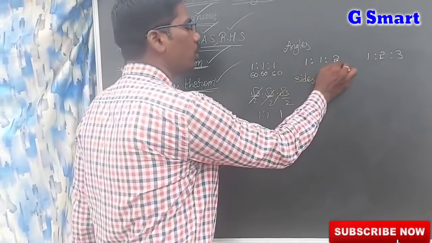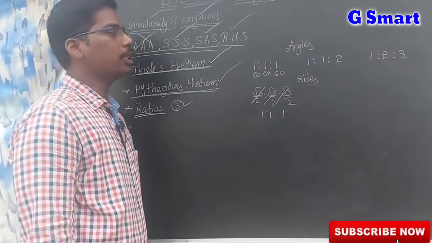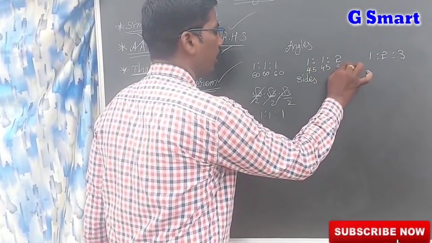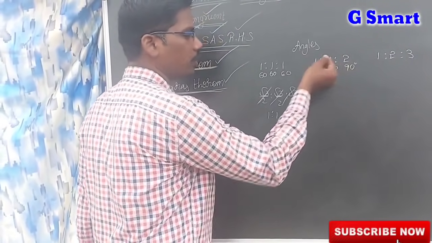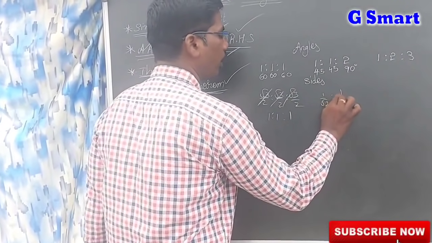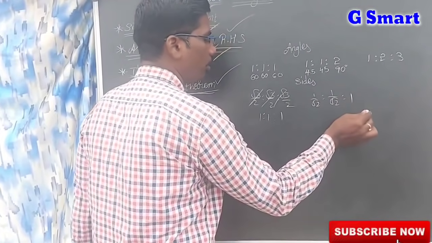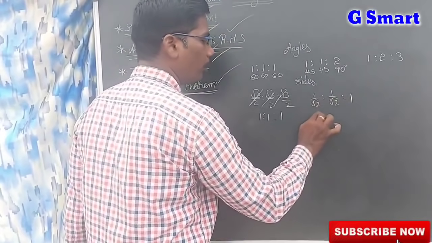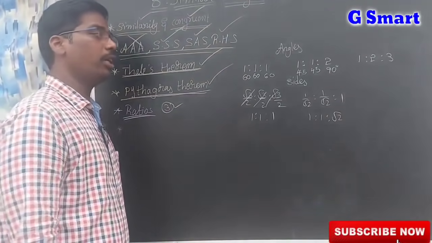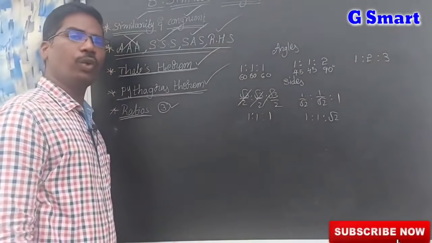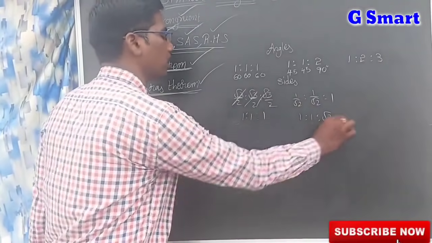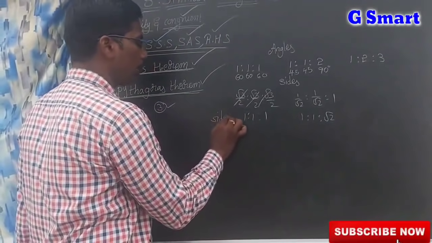Now 1:1:2, that is 4, meaning 45, 45 and 90. The sum of the three angles is 180. Now sin 45 is 1/√2, sin 45 is 1/√2 and sin 90 is 1. By multiplying by √2 on all sides, we get 1:1:√2. This is also very important. Remember, if the angles are in the ratio 1:1:2, then the sides are in the ratio 1:1:√2.